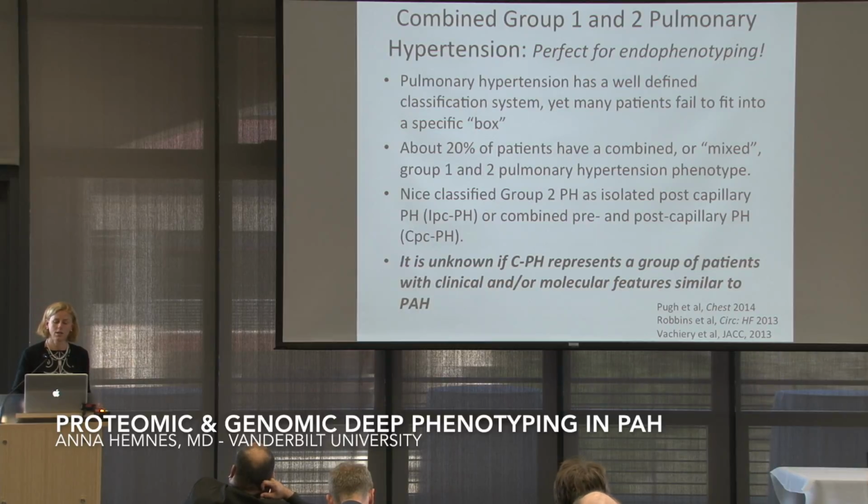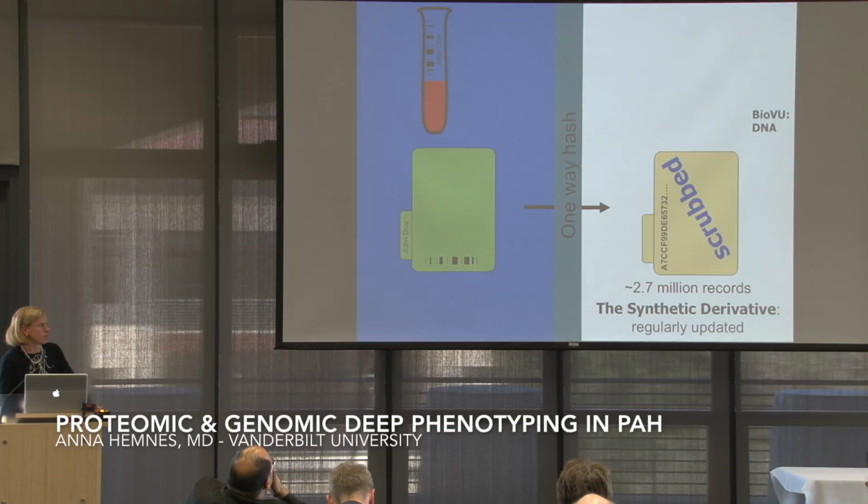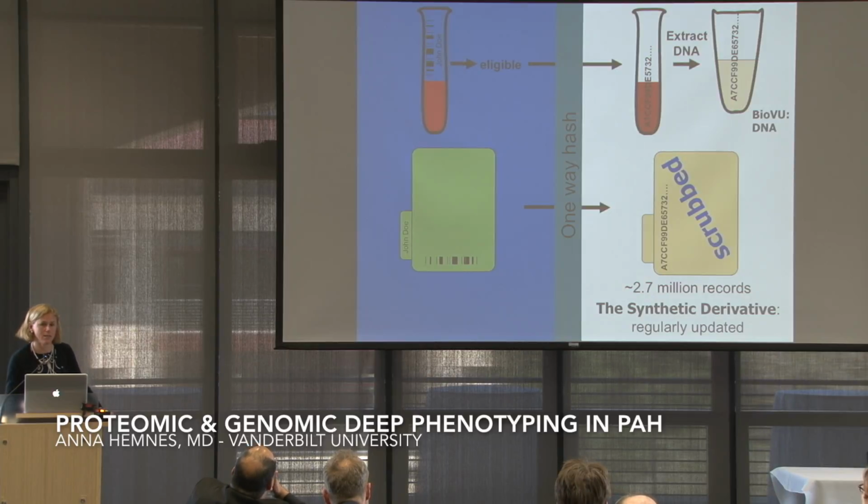So Vanderbilt has this lovely resource called the synthetic derivative, and everybody who goes to Vanderbilt has a de-identified medical record mirror image. So for instance, Anna Hemnes gets transformed into Susie Q, and all the dates are changed so that you can't re-identify the person. And moreover, everybody who's had blood drawn has linked DNA. And folks who have had a research hypothesis have genotyped this DNA, and always the deal is you have to give back your genotyping data to this synthetic derivative. So if I've had blood drawn for clinical reasons, I may have genotype data in my de-identified medical record.